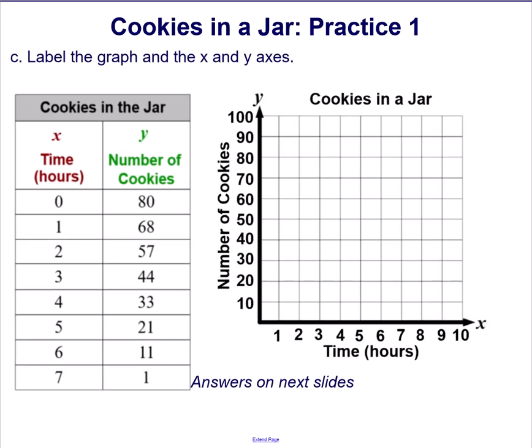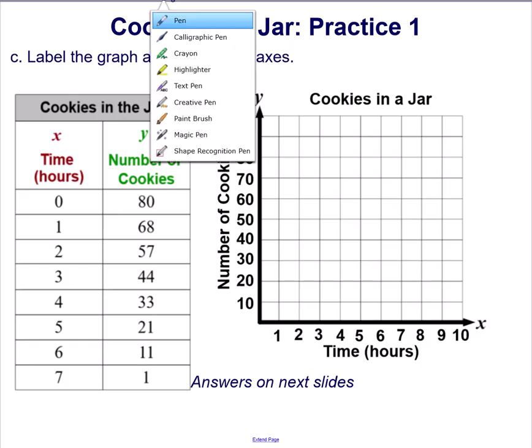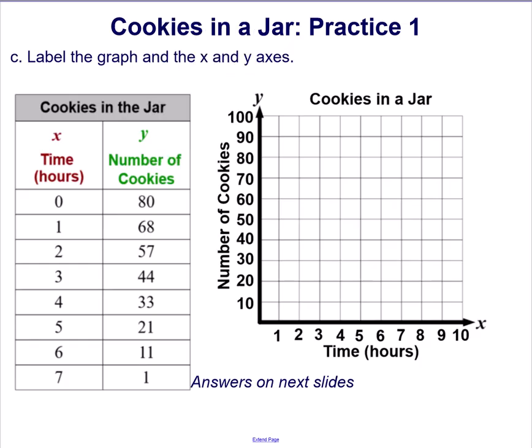Part C, we are asked to label the graph and the XY axes. So, get my highlighter out here. The title of the table was Cookies in a Jar. That's going to be the title of our graph. For the x-axis, that's labeled time in hours. So that's what we have here, time in hours. The y-axis is going to be the number of cookies. So we label the y-axis number of cookies.